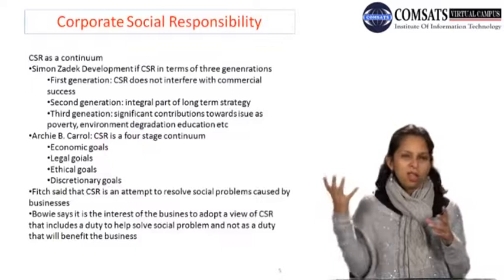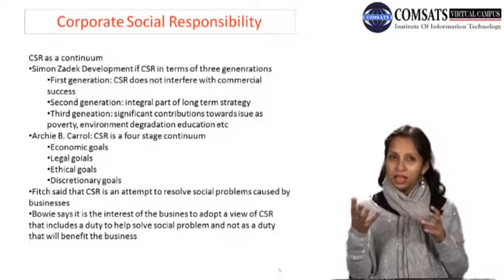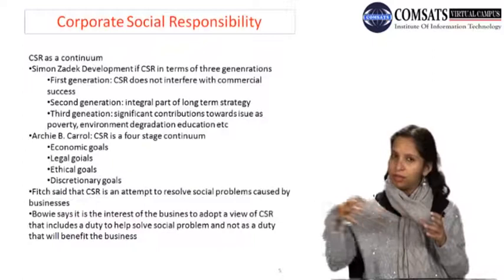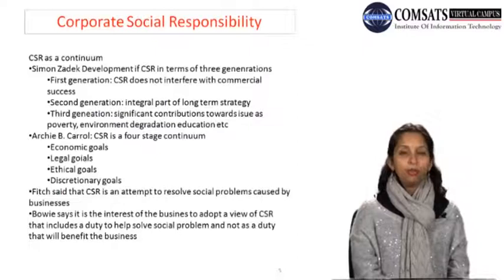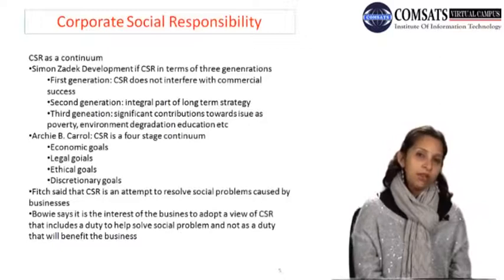In the second generation, the company makes CSR an integral part of their long-term strategy, whereby the company realizes the importance of CSR and thinks yes, it has to become part of our planning. It has to become part of our strategy so that the company can pursue it and get the objectives that they need to get. And finally, the third generation, aapki proactive approach towards CSR ho jati hai, whereby the company is itself taking initiatives, itself doing activities to promote education, to eradicate poverty, and to get rid of environmental degradation.